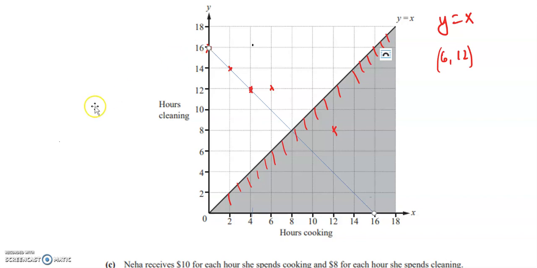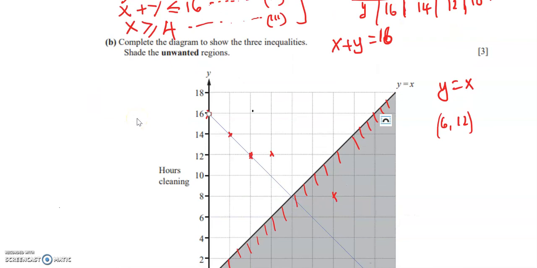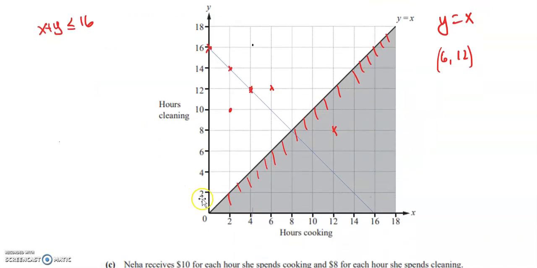So then you test the inequality, which is x plus y should be less than or equal to 16. So which side are you going to shade? Now we can test a point down under the line, say (2, 10). So x value is 2, y value is 10. Okay, so put them here. 2 plus 10 is 12, and 12 is less than 16. So this part becomes the wanted region.